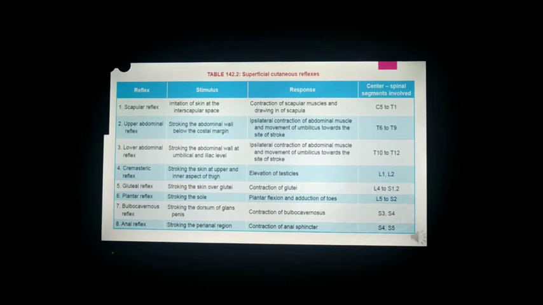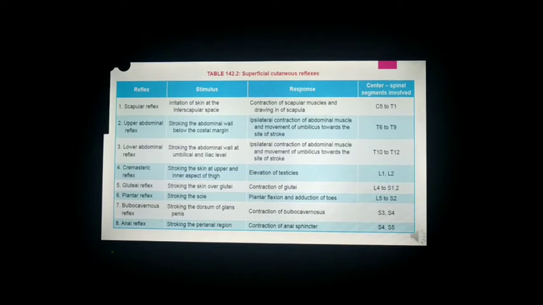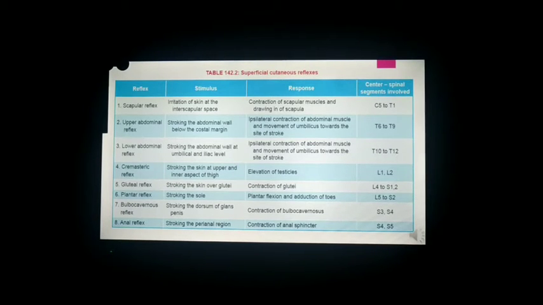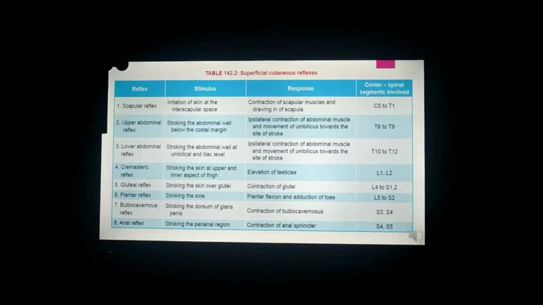The second one is upper abdominal reflex. Stimulus is stroking the abdominal wall below the costal margin. Ipsilateral contraction of abdominal muscle and movement of umbilicus towards the site of stroke is the response. The third one is lower abdominal reflex. Stimulus is stroking the abdominal wall at the umbilical and iliac level. Its response is ipsilateral contraction of abdominal muscle and the movement of umbilicus towards the site of stroke.